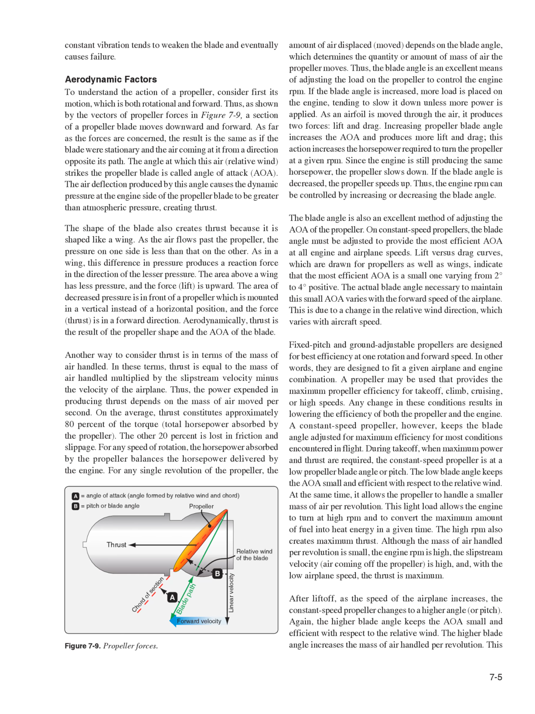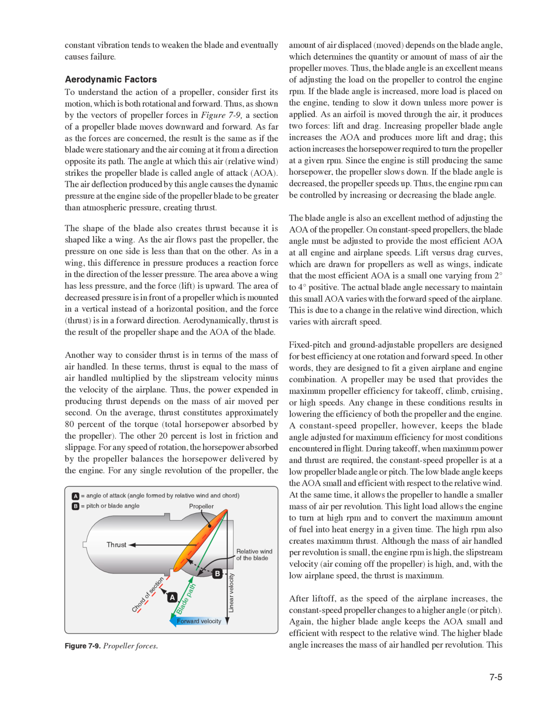If the blade angle is increased, more load is placed on the engine, tending to slow it down unless more power is applied. As an airfoil is moved through the air, it produces two forces, lift and drag. Increasing propeller blade angle increases the AOA and produces more lift and drag. This action increases the horsepower required to turn the propeller at a given RPM. Since the engine is still producing the same horsepower, the propeller slows down. If the blade angle is decreased, the propeller speeds up. Thus, the engine RPM can be controlled by increasing or decreasing the blade angle.